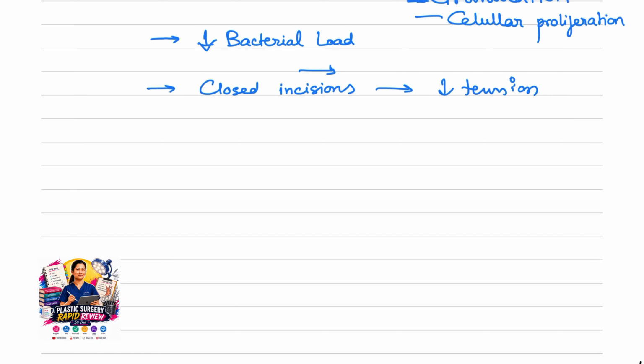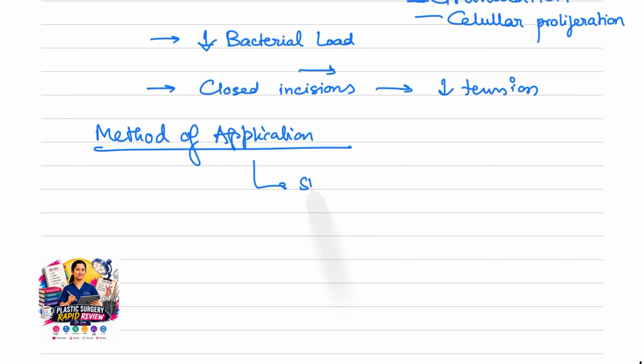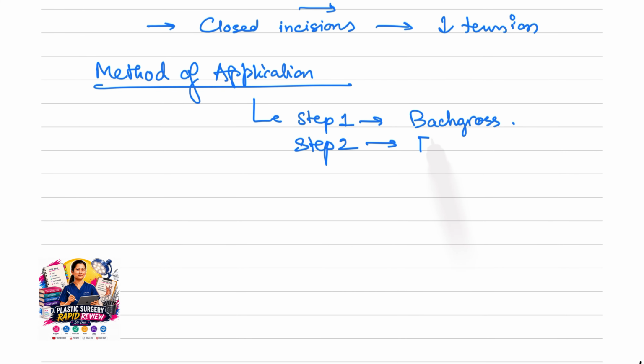After understanding how NPWT works, it is important to know the method of application. Step 1. Wound contact layer, usually over skin grafts, to prevent pain and granulation ingrowth. Something like a petroleum gauze, which is commonly called Bactigras. The next step, we apply the foam dressings.